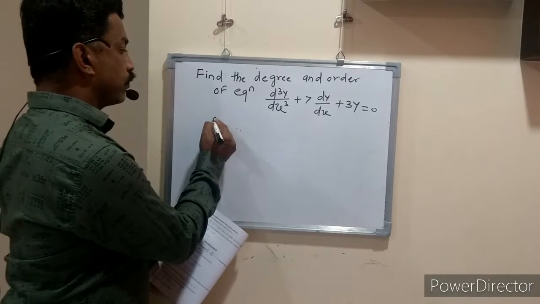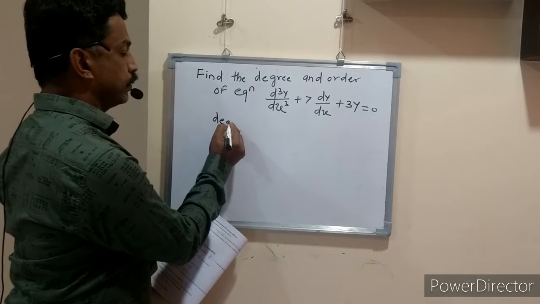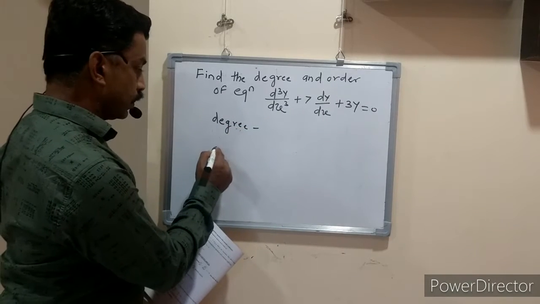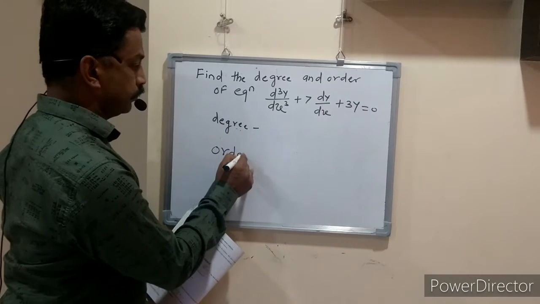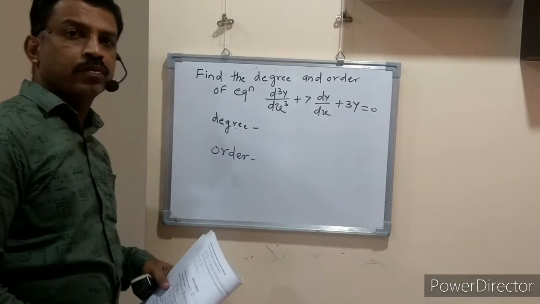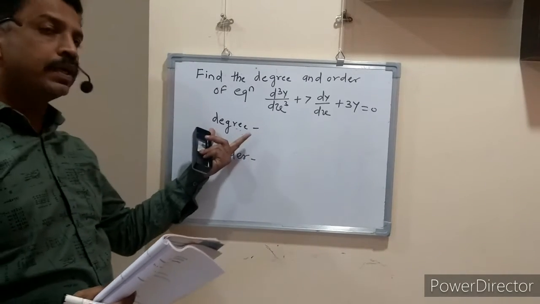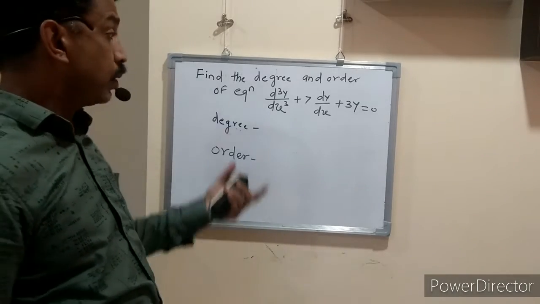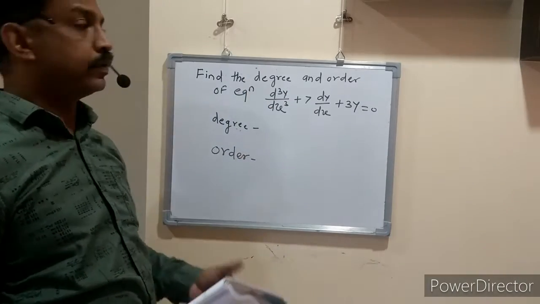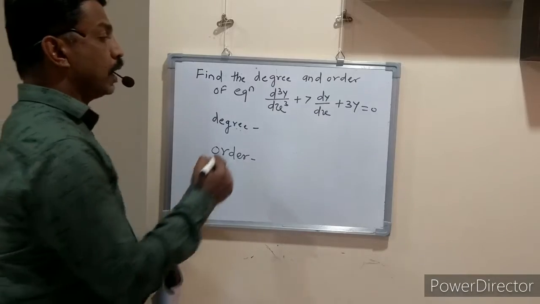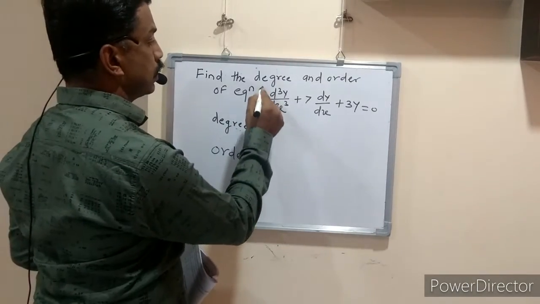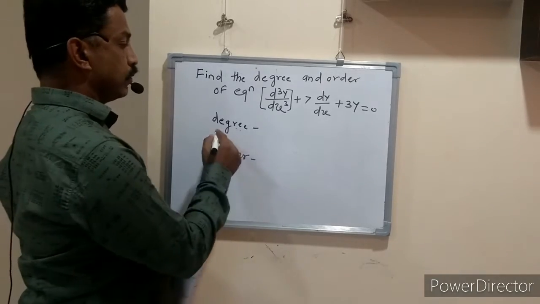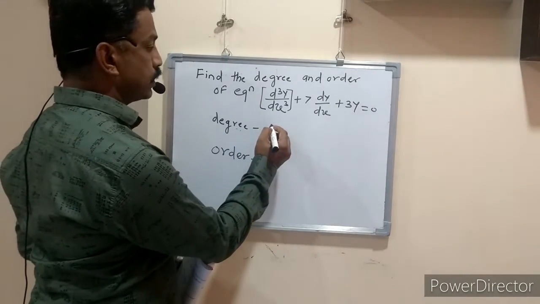Now in this equation we should know the degree of this equation and order. Already we have seen the degree means the power of the highest derivative. Here this is our highest derivative and its power is 1, therefore the degree of this equation is 1.